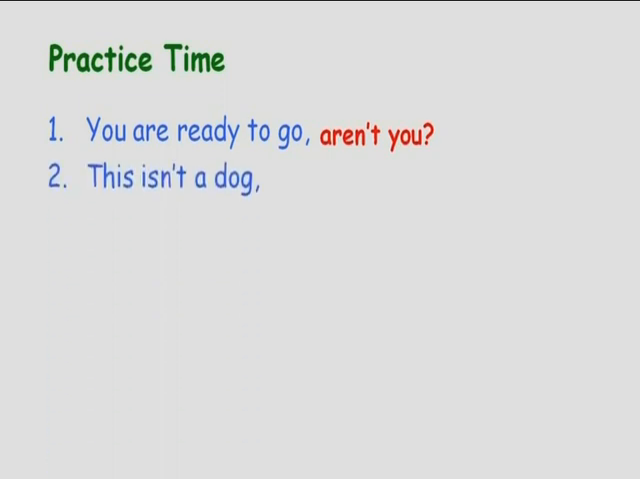Okay. "This isn't a dog." What statement is this? Positive? Negative statement? Yes, excellent. It is a negative statement. Very good. Now, what would be our question tag? "This isn't a dog." Look at the verb. So here, the verb used is "isn't."